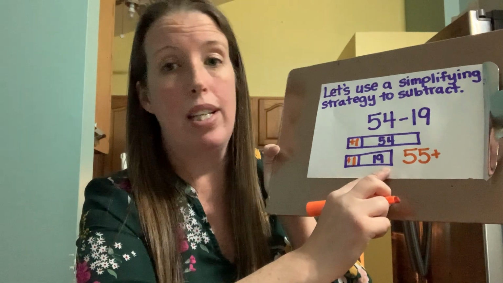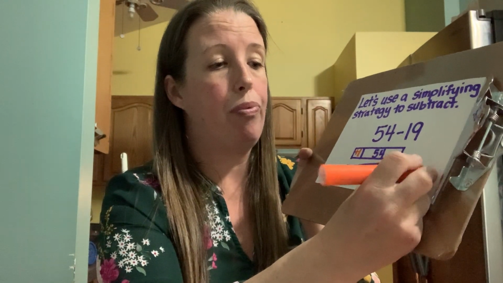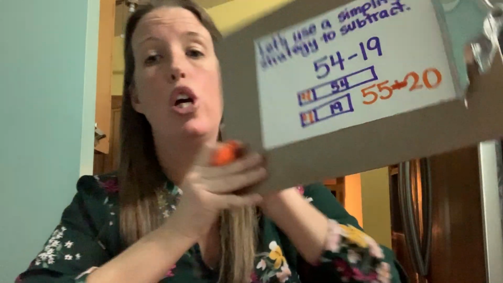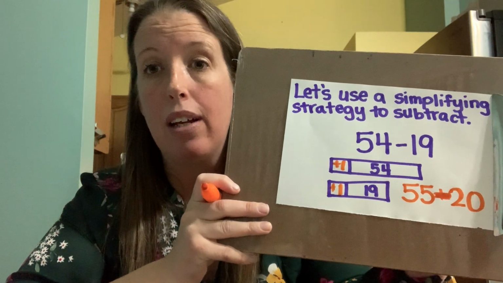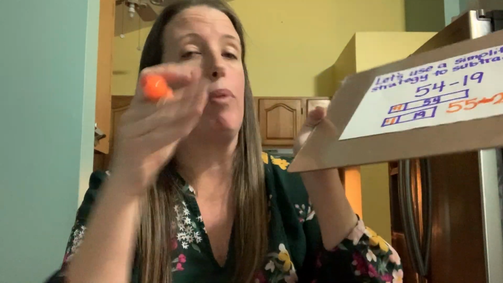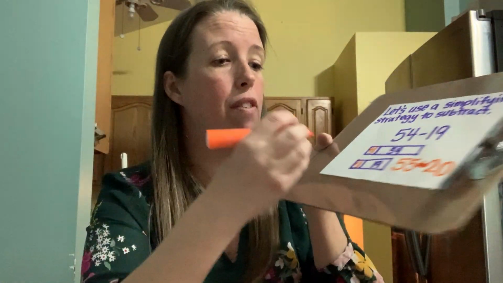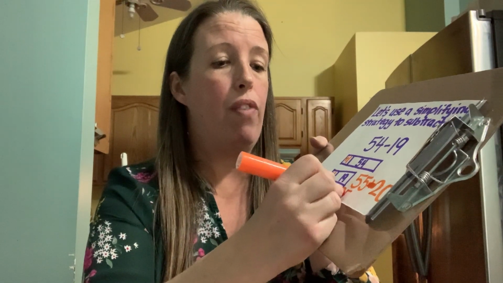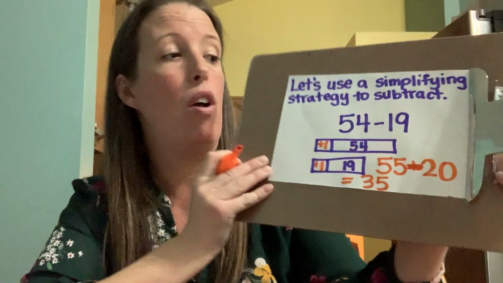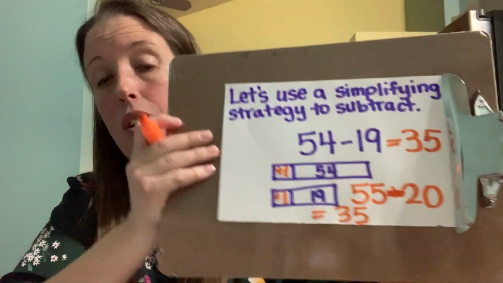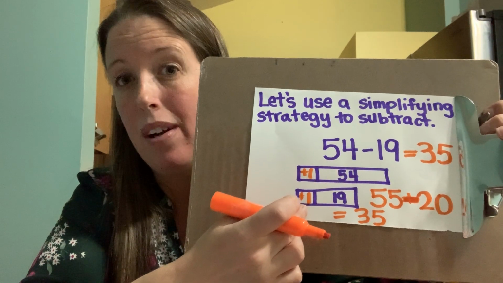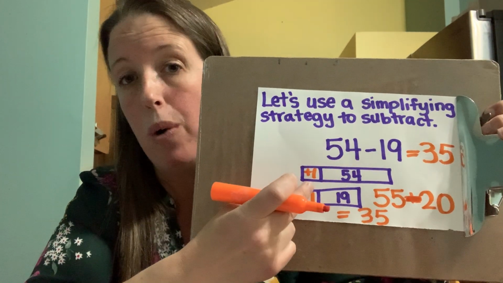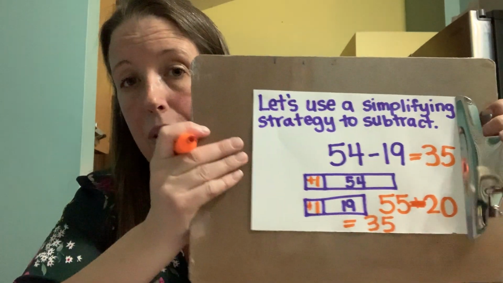And 19, we brought it to that nice friendly 20. I wrote plus, but this is minus. So now I'm going to subtract 55 minus 20, or just take away 2 tens, which would bring me to 45, 35. So 55 minus 20 is 35, which means that 54 minus 19 is also 35. All I did was add 1 more to make this a friendly number, and then I did the same exact thing to my original number. I added 1 more to make that balanced out, okay?